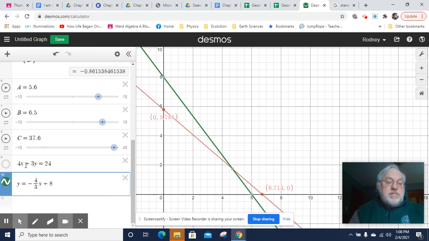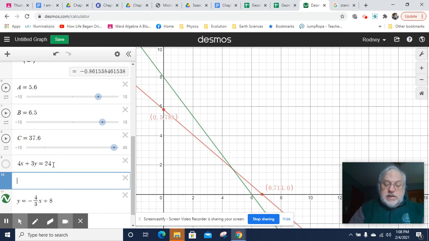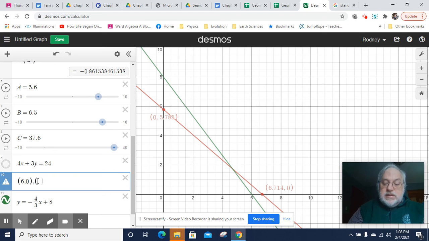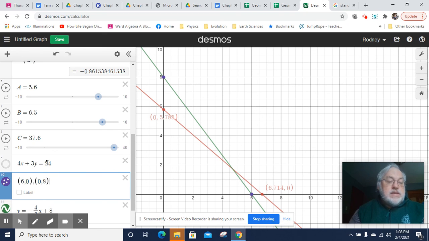And so I have found the slope. Okay, I found the y-intercept. I found the x-intercept. So the x-intercept was 6, 0, because that's 24 divided by 4. The y-intercept is 0, 8, because 24 divided by 3 is 8. And my slope was negative of A over B.